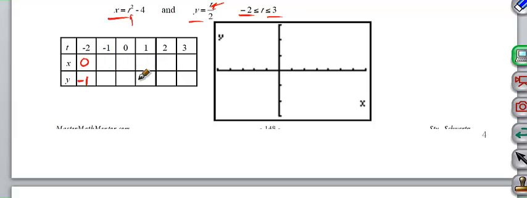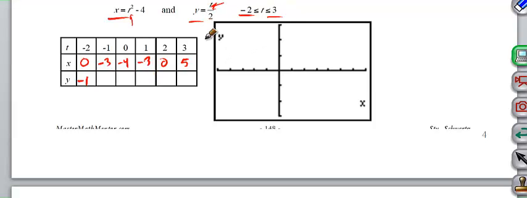I would probably suggest doing all the x's just as you go across here. -1 squared is 1 minus 4, -3. 0 minus 4 is -4. 1 minus 4 is -3. 2 squared is 4 minus 4, which is 0. 3 squared is 9 minus 4 is 5. So that's all the x's. Now here's all the y's.